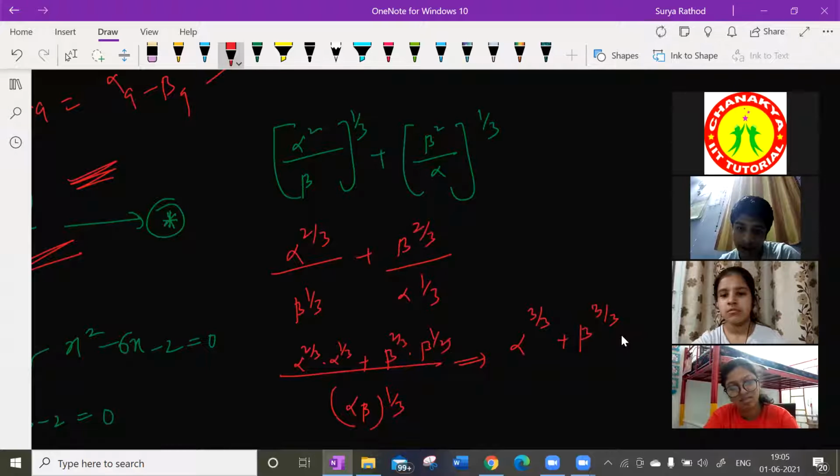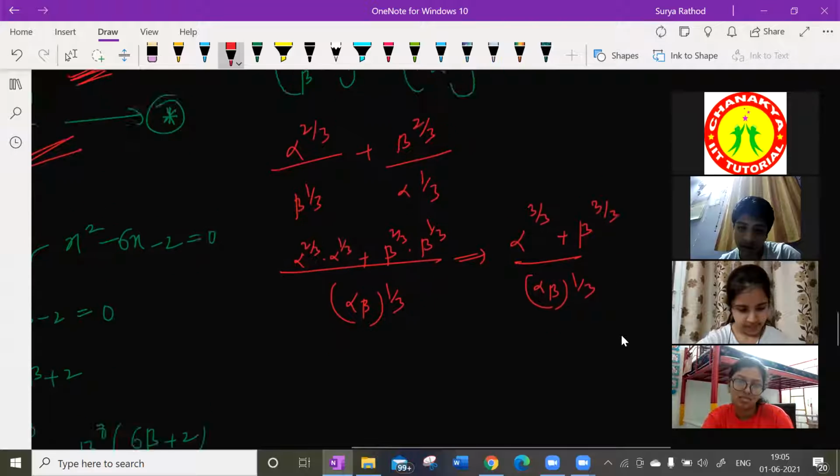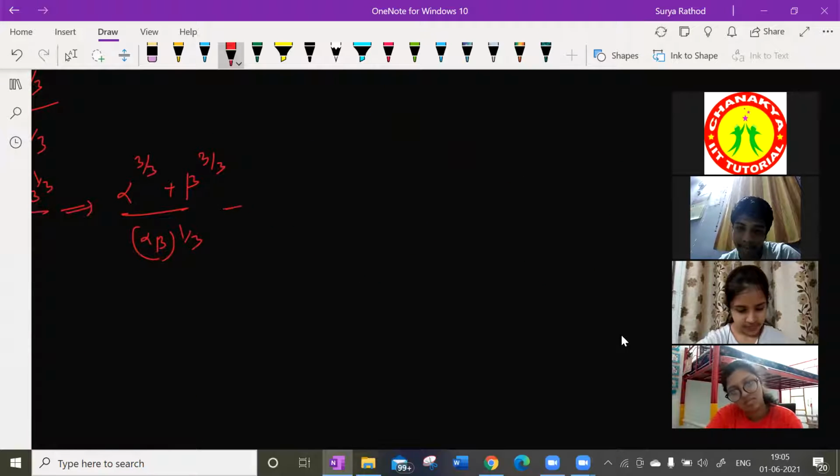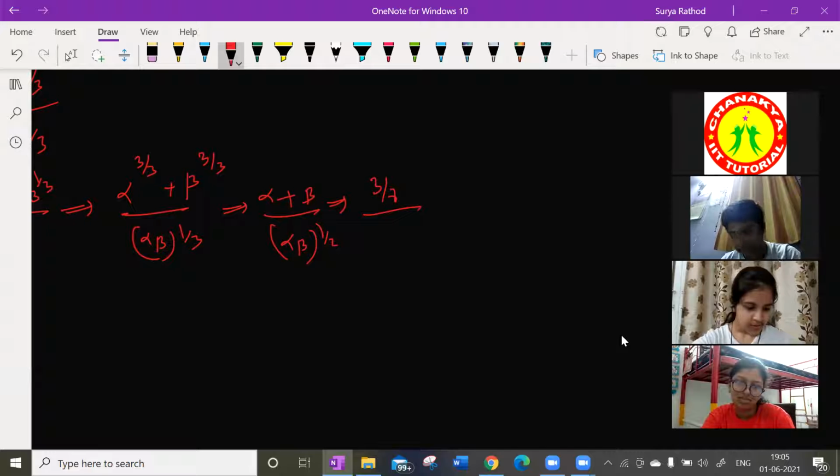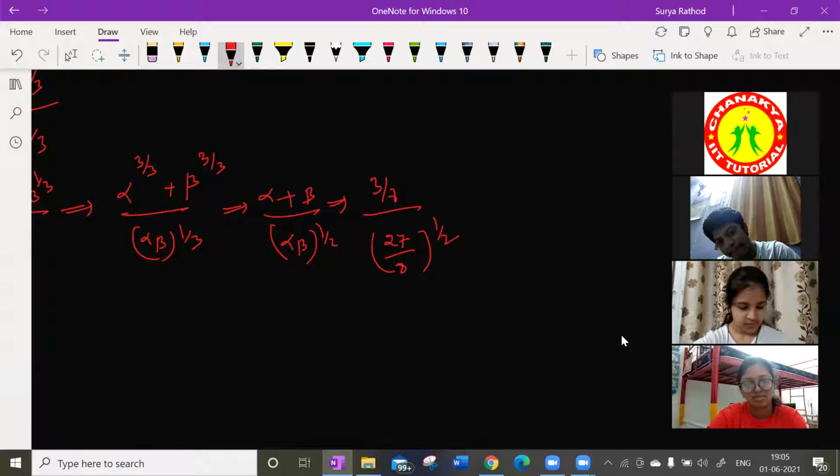So bases are the same, right? I'm adding the powers. Alpha to the power of 1 by 3 into alpha to the power of 2 by 3 gives alpha to the power of 1, plus beta to the power of 1, divided by alpha beta whole to the power of 1 by 3. So what do I remain with in the numerator? Alpha plus beta, how much did I get? 3 by 8. Alpha beta, how much did I get? 27 by 8, whole power of 1 by 3, sorry.